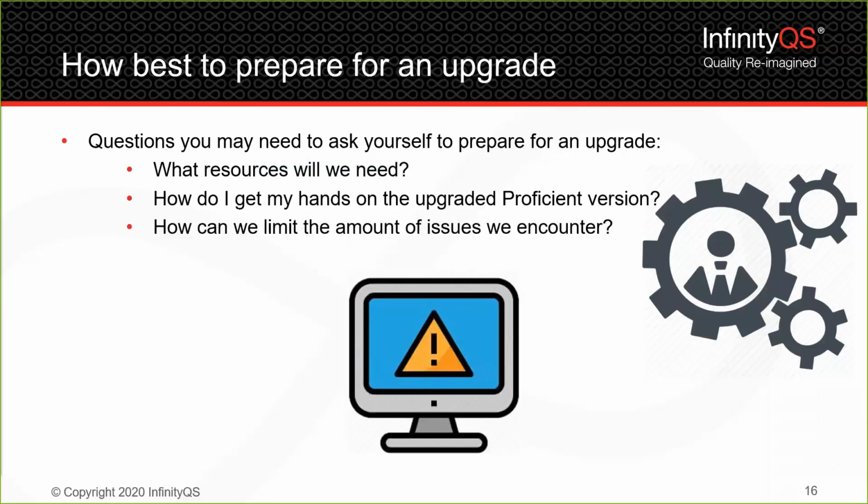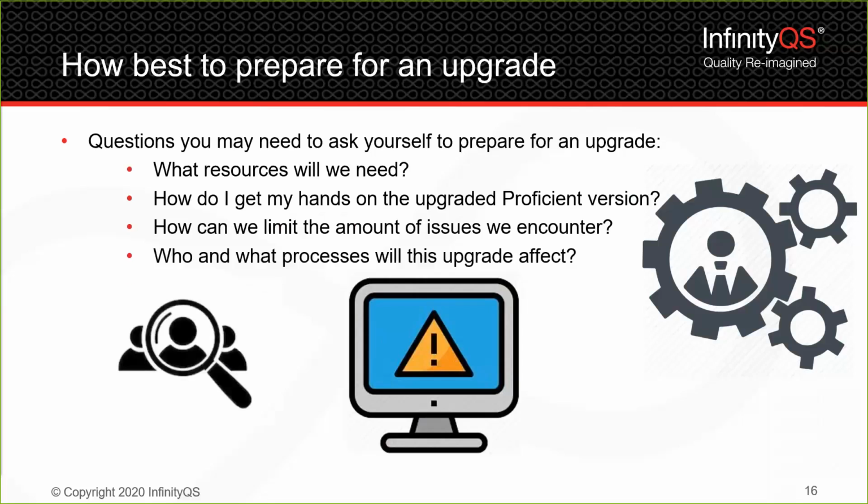And then, how can we limit the number of issues we encounter? You might have had to upgrade other systems in the past, not just InfiniQS related, and with those systems maybe you encountered some issues, maybe some database issues, what have you. So what can you do to limit some of those errors? We'll talk about the process for that, some of the tips that we have, so that you don't have to worry too much about the errors you're going to receive. And then lastly, who and what processes will this upgrade affect? We'll take a look at who you need to inform and what you can do during this time.